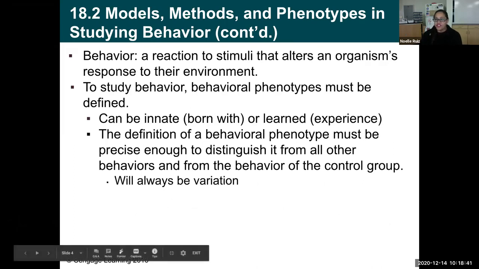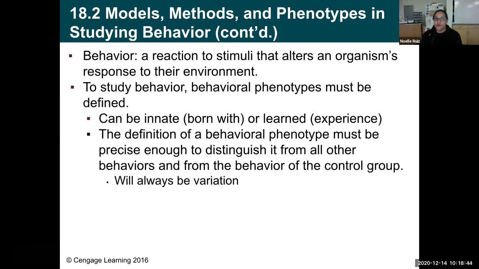Behavior. The definition of behavior is a reaction to stimuli that alters an organism's response to their environment. To study behavior, scientists have to assign a phenotype to that behavior. It can be innate, or something you're born with, or learned, something you gain with experience. The definition of a behavioral phenotype must be precise enough to distinguish it from all other behaviors and from the behavior of the control group. But there will always be variation. There will always be exceptions to the rule. In science, anything you talk about, there are always exceptions to the rule.